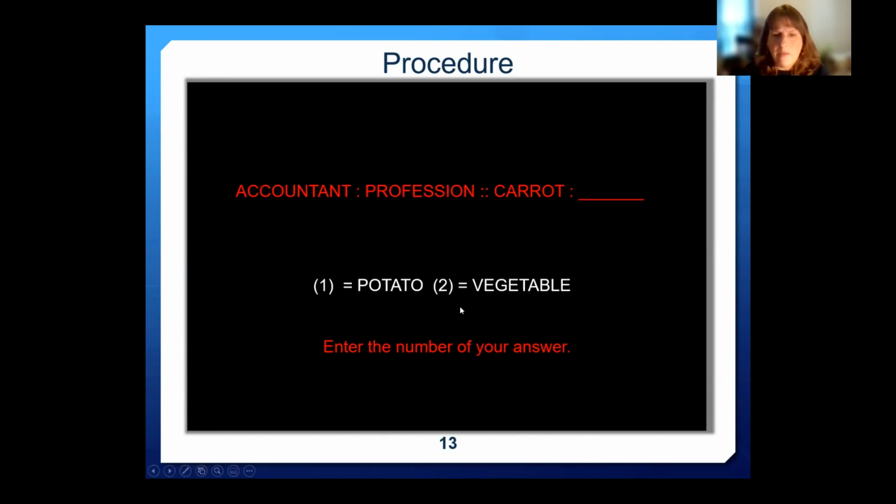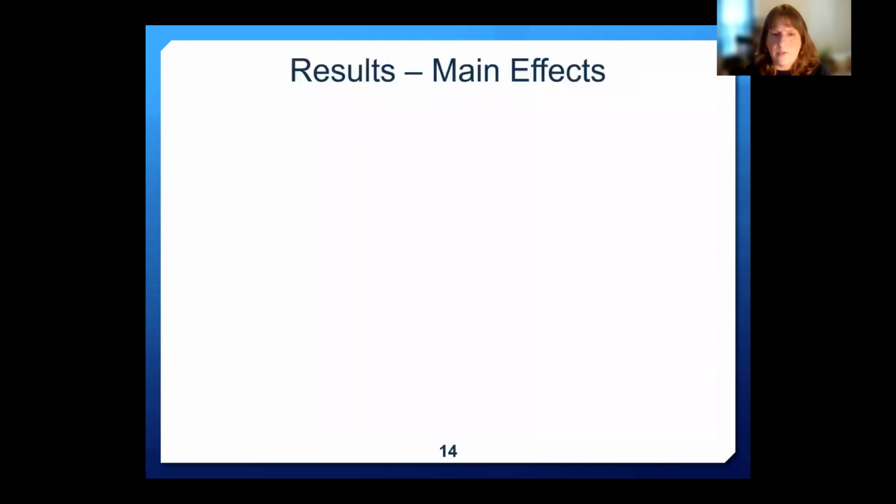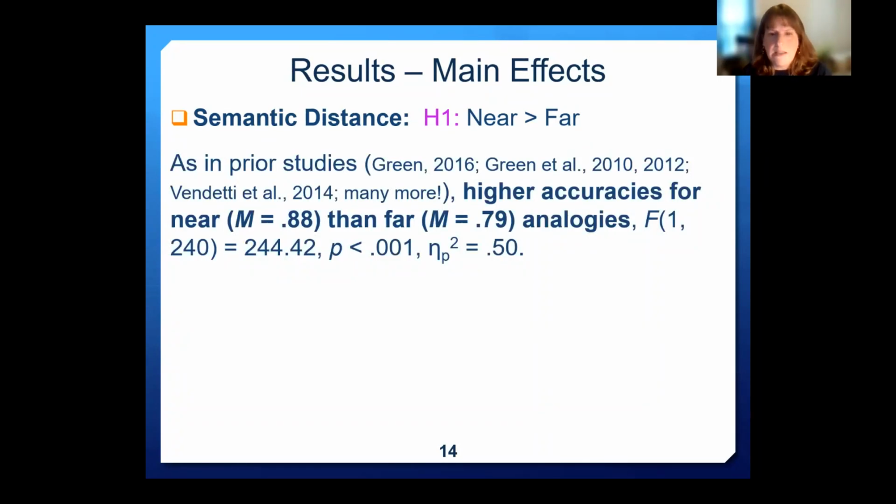And the order of the answer options was counterbalanced across the experimental list. Okay, so the results, starting with semantic distance. We have the classic finding that's been found in many, many studies, the hypothesis that the near analogies will have higher accuracies than the far. And that was indeed the case. There were higher accuracies for the near analogies than the far, and this was a pretty robust effect, as you can see here.